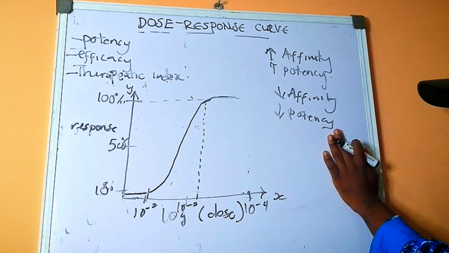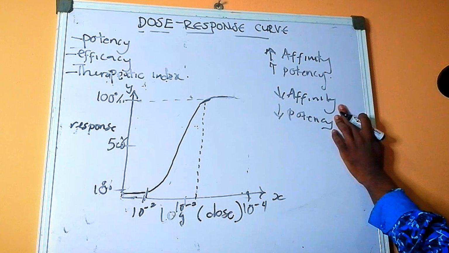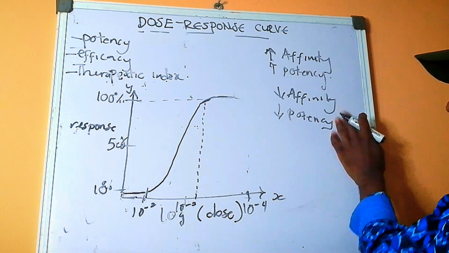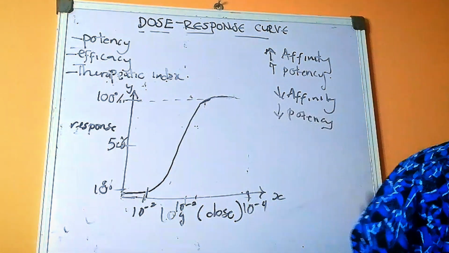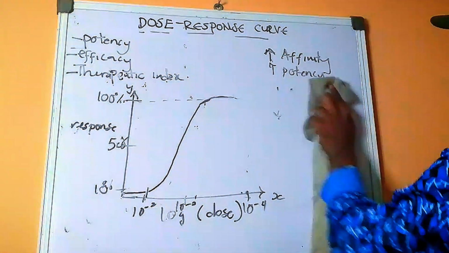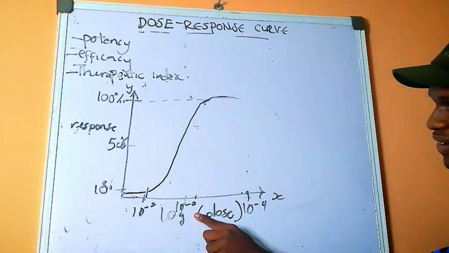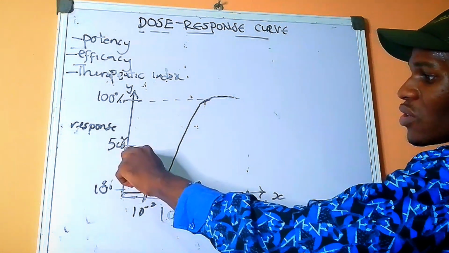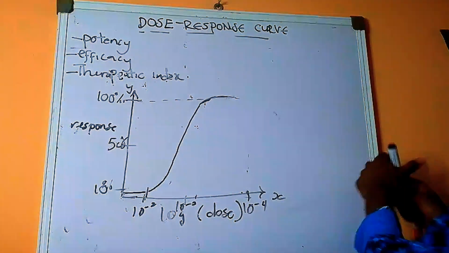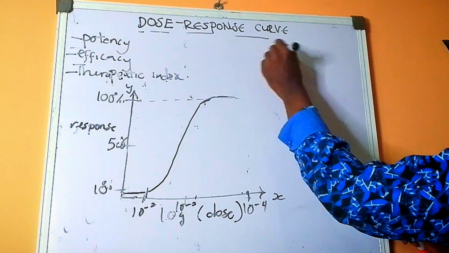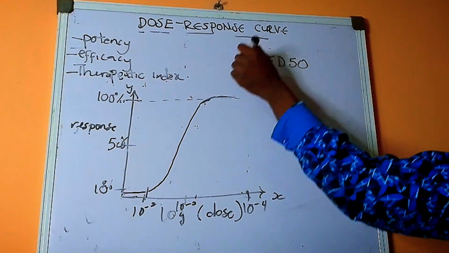That means the drug is less potent because the receptor affinity, or the drug affinity at the receptor side, is very low. So when we are using the dose response curve to explain potency, here we are looking at the dose of the drug that can cause a response in 50% of the population, or the effective dose. We call it ED50 for effective dose of the drug.